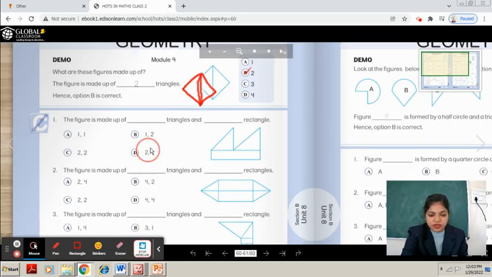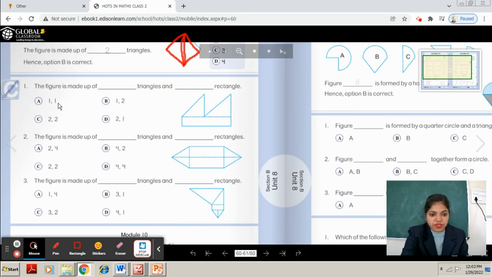Okay students, so now we have the first question. The figure is made up of dash triangles and dash rectangle. So we will count. You can see students, in this figure there are two triangles, 1 and 2. There are two triangles. And what is this? Yes, tell me. Very good. This is a rectangle. Very good.